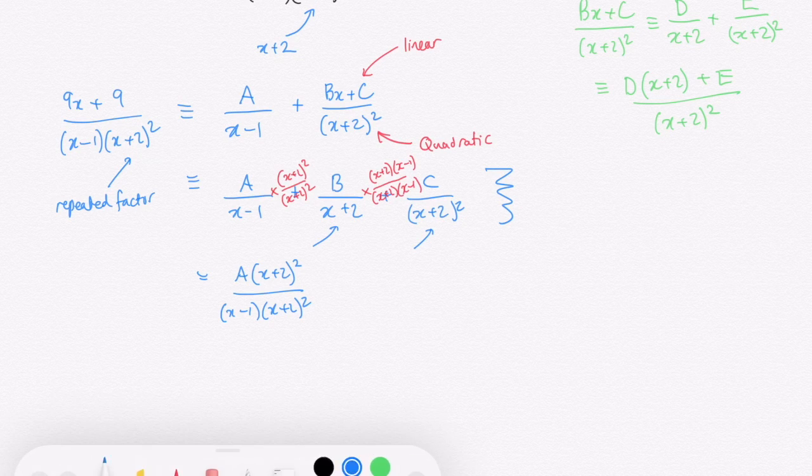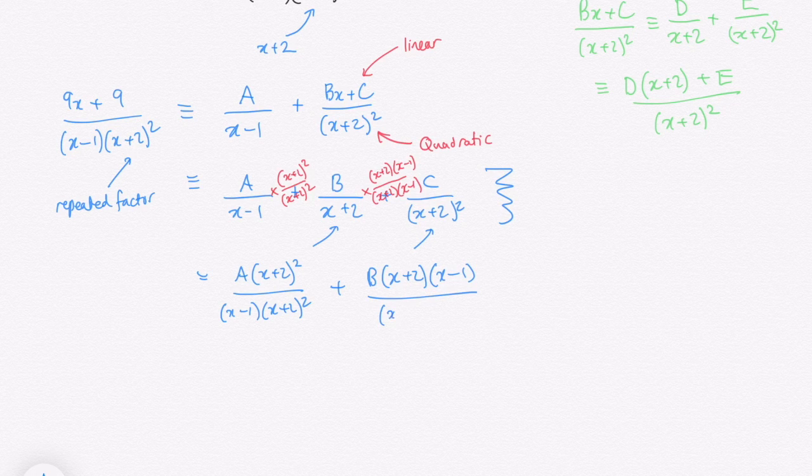So doing that, this becomes b lots of x plus 2, x minus 1 over x minus 1, x plus 2 squared. And finally, this final fraction, we need to multiply numerator and denominator by x minus 1. So this becomes c lots of x minus 1 over x minus 1, x plus 2 squared.